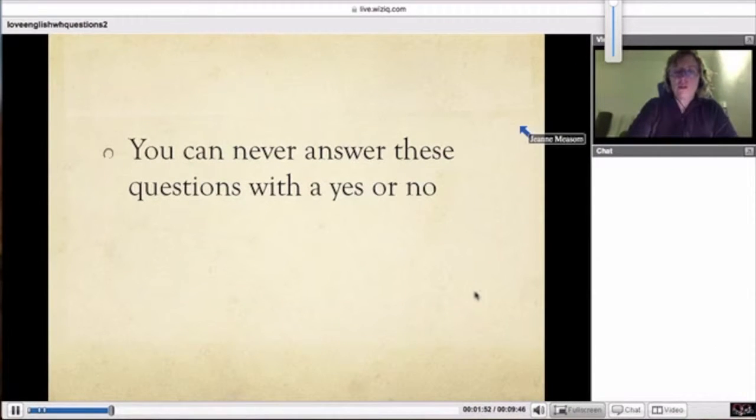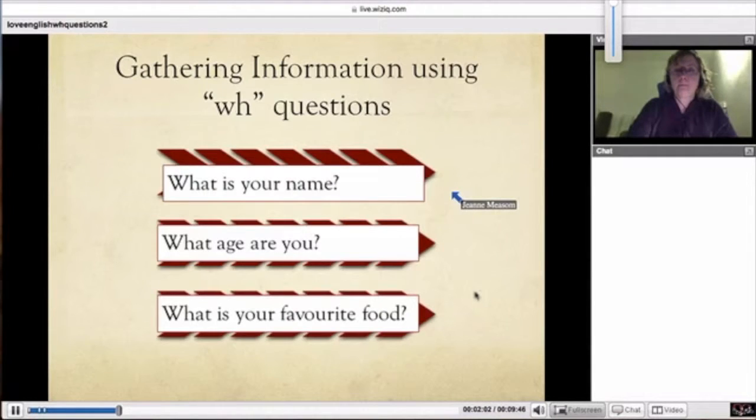What's interesting about all these questions is you can never give a yes or no answer to these questions. They're for gathering information. That's why you can't give a yes or no. They're the WH questions.